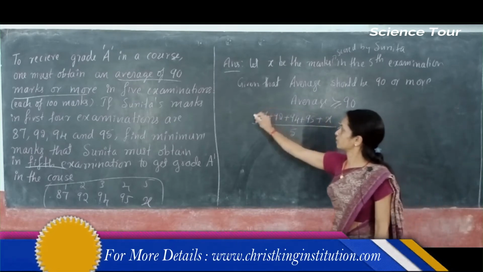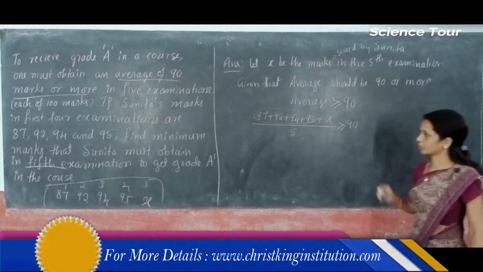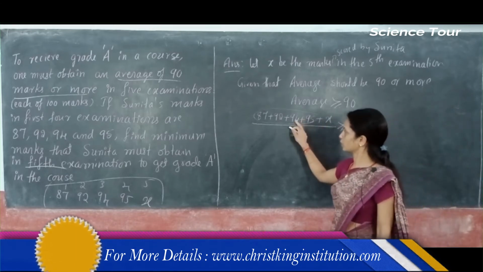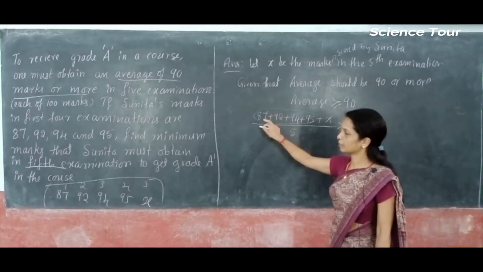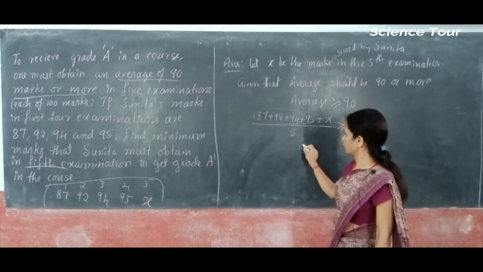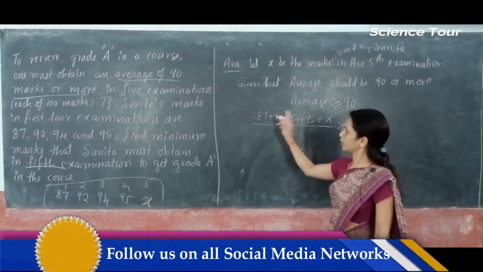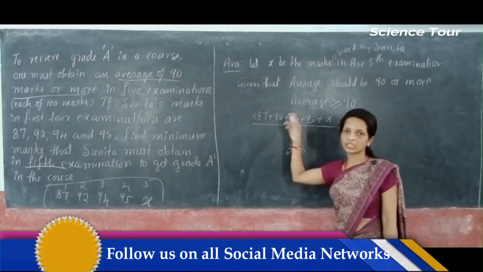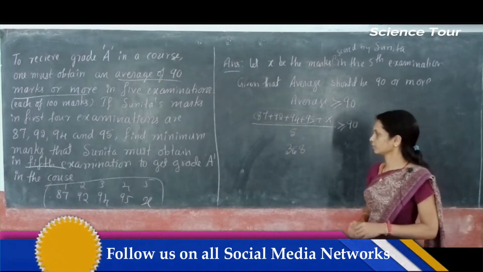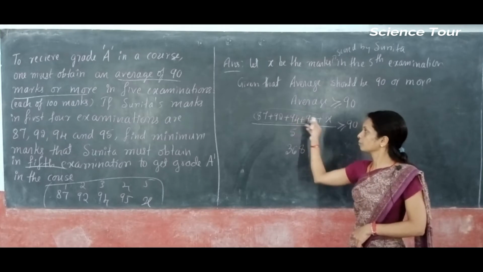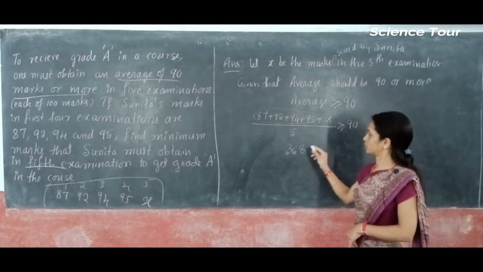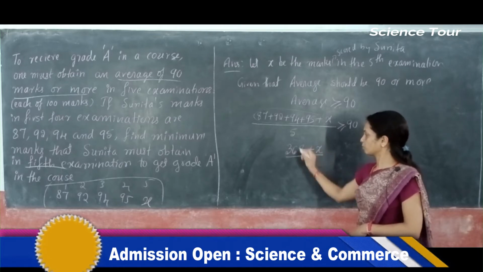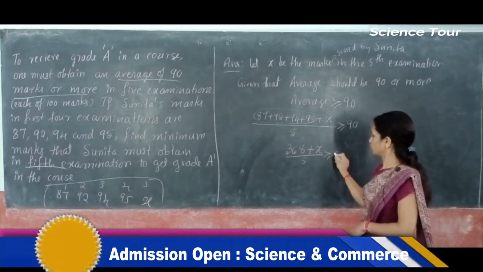add all these marks. Okay, 87 plus 92 plus 94 plus 95: 5 plus 4 is 9, 9 plus 2 is 11, 11 plus 7 is 18, 1 left and 9 into 4 is 36, 368. Total of these 4 test marks is 368. You can just calculate in the calculator. 368 you will get, then plus x, carry that, dividing by 5 also, greater than or equal to 90.